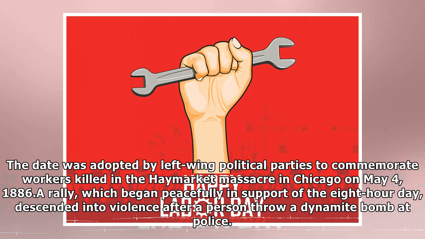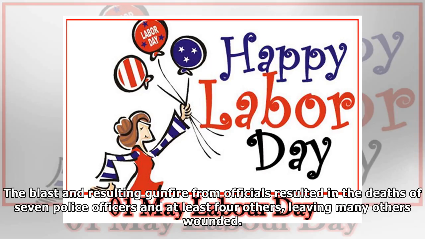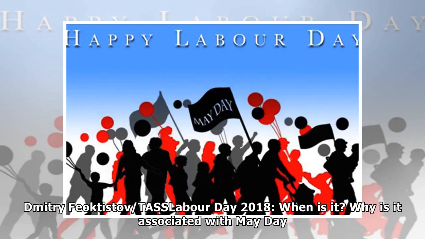May 4, 1886. A rally, which began peacefully in support of the 8-hour day, descended into violence after a person threw a dynamite bomb at police. The blast and resulting gunfire from officials resulted in the deaths of 7 police officers and at least 4 others, leaving many others wounded. Dmitry Fiatka's/TAS, Labor Day 2018.